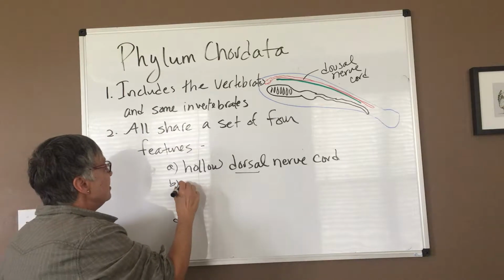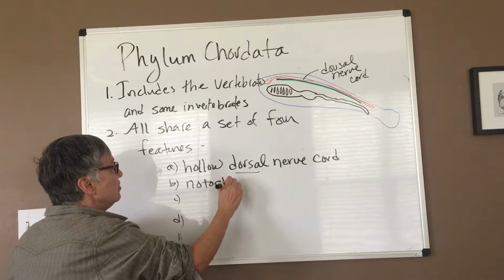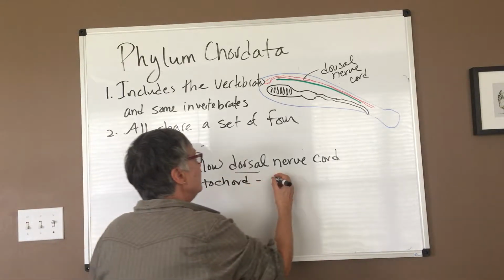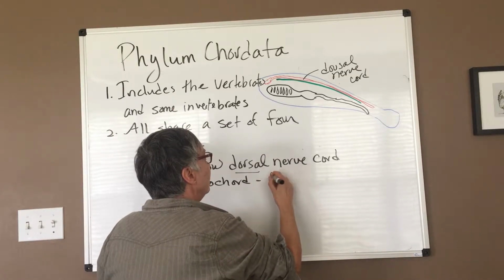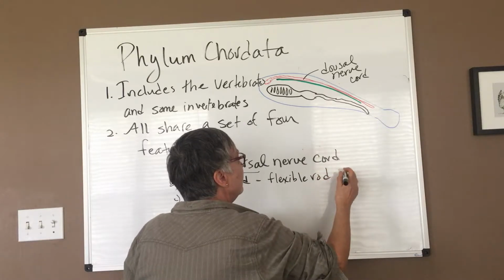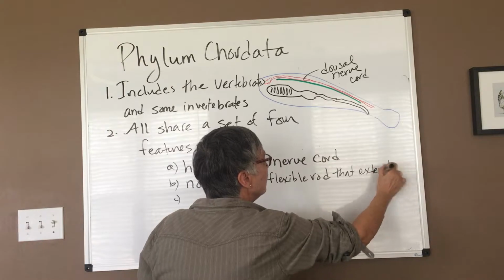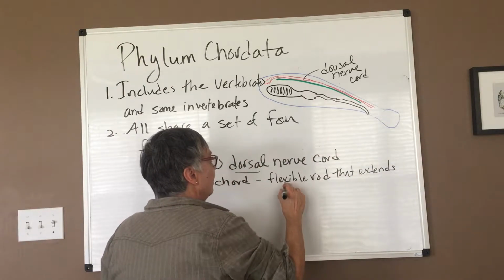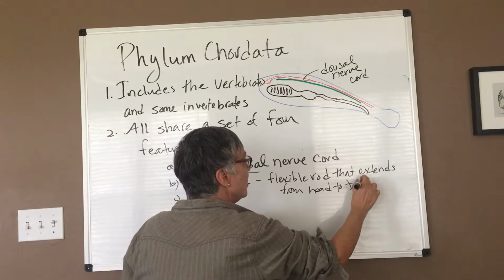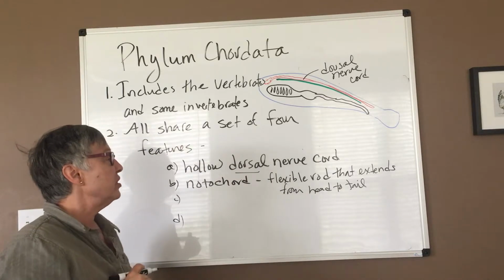A second feature is the presence of a structure that's called a notochord, which is a flexible rod that extends from head to the tail, and so it is a support type structure.